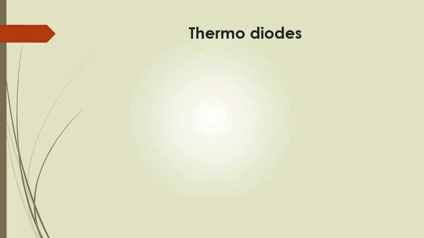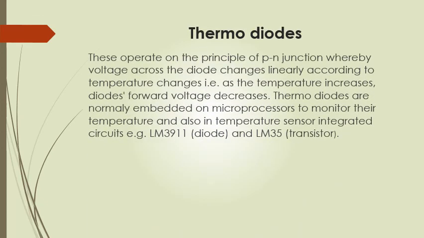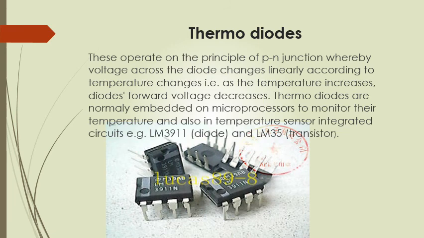Thermodiodes. Thermodiodes operate on the principle of p-n junction, whereby a voltage across the diode changes linearly according to temperature changes, i.e., as the temperature increases, the diode's forward voltage decreases. Thermodiodes are normally embedded on microprocessors to monitor their temperature, and also in temperature sensor integrated circuits like LM3911 or LM35, as shown there below.